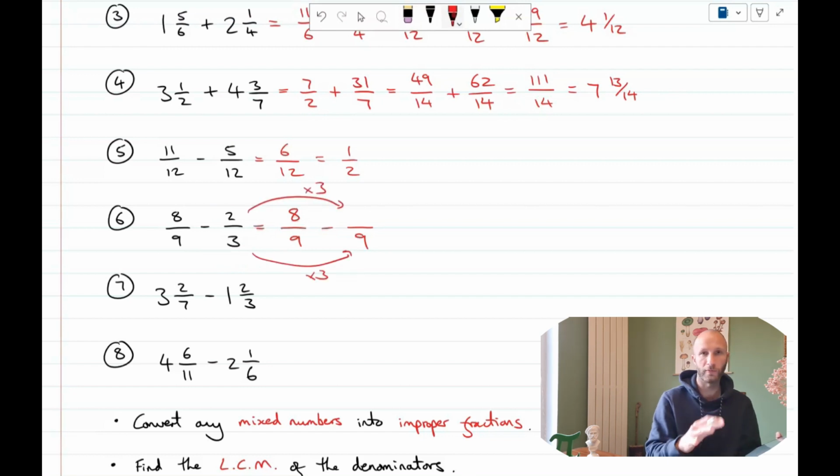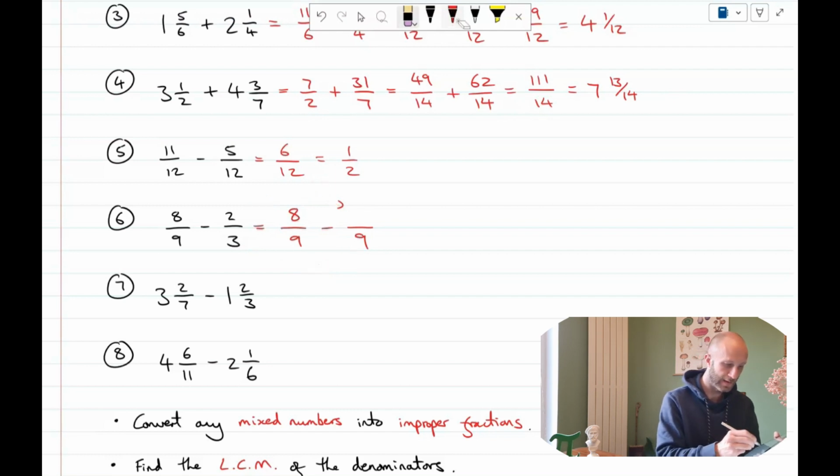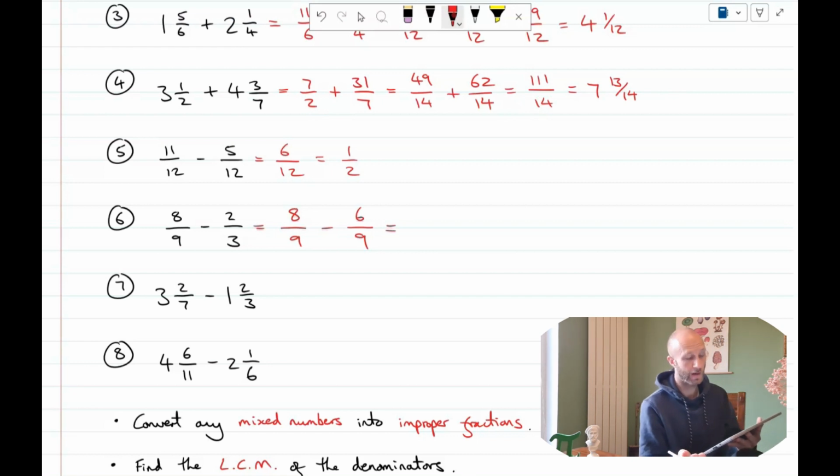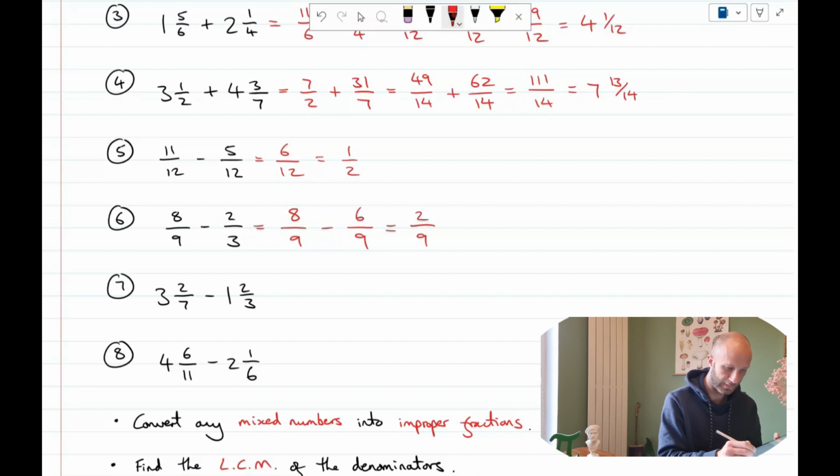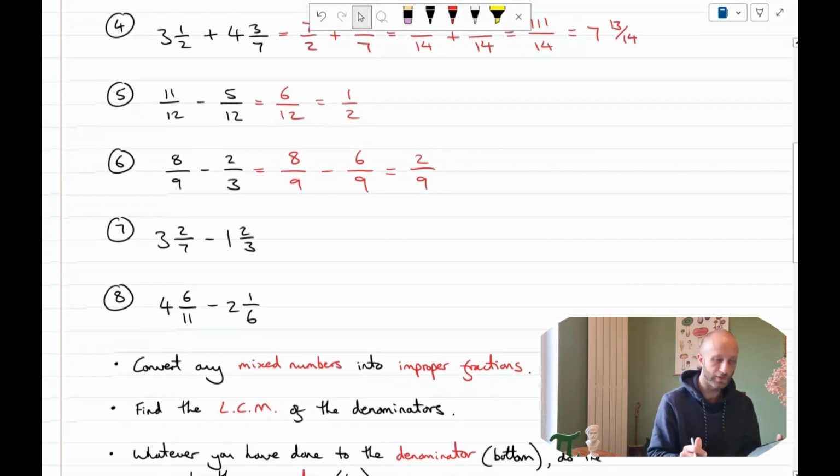This whole idea of equivalence and keeping the fractions the same is really important throughout maths, and it's an important principle when we look at algebraic fractions in later lessons. Same denominator, 8 minus 6 on the top, denominator doesn't change. When we subtract fractions, same idea. If they're mixed numbers, get everything into improper fractions first, common denominator, and then subtract.